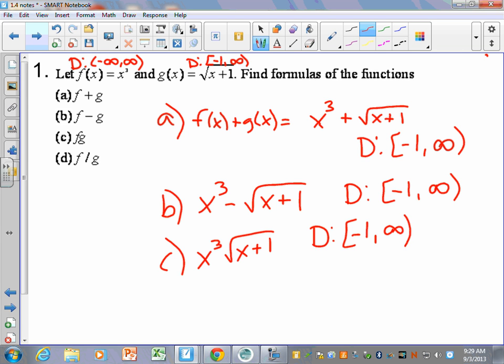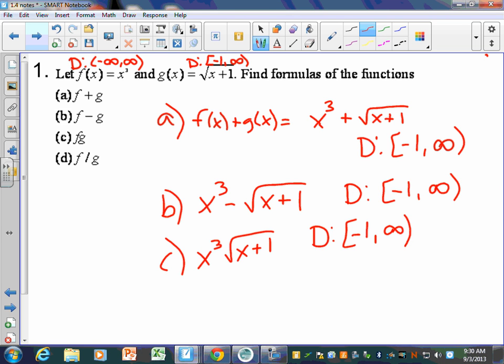Now division is where you got to pay attention here, because we cannot divide by 0. So if I divide these two, which is the top function over the bottom function, so that would be x cubed over the square root of x plus 1. Is my domain going to change any from the other ones?